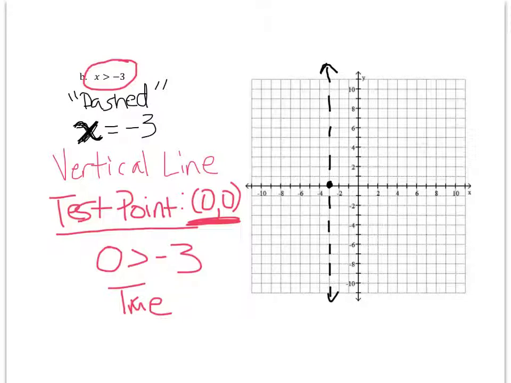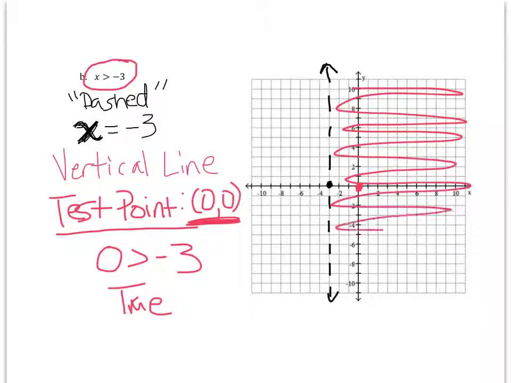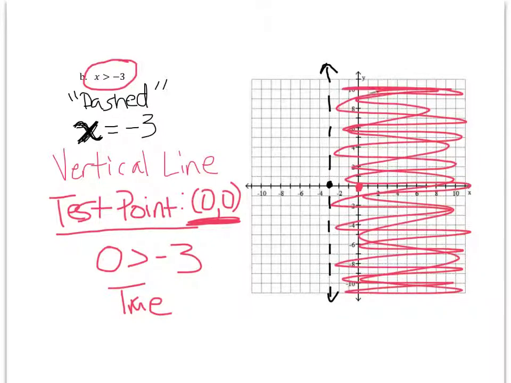And since it's true and 0, 0 is on this side of my line over here, then I'm going to shade in this side of my line. This is where all of my solutions lie. Any point that's not on that line but to the right of that line, I can choose, plug into this inequality, and I'll get a true statement. All right? And this concludes our video on linear inequalities in two variables.